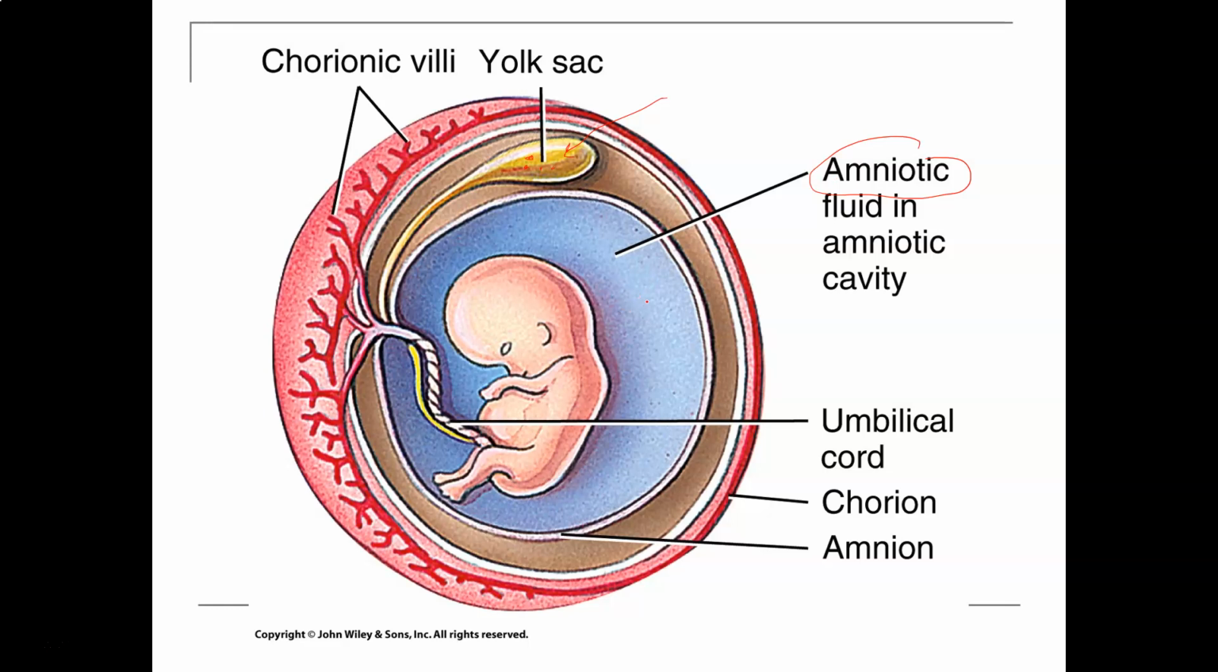The function of the amnion is protection. It acts as a shock absorber for the embryo and later the fetus. It also provides freedom of movement, which is important because the development's going on. Like you can see, the arms and legs are starting to develop.